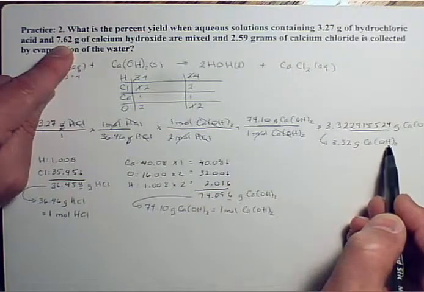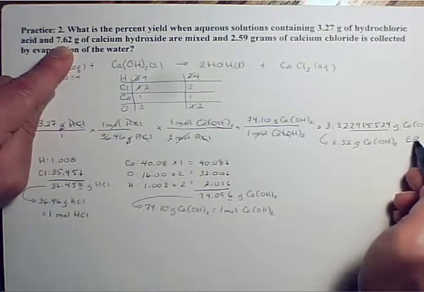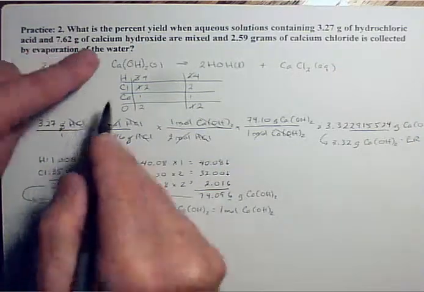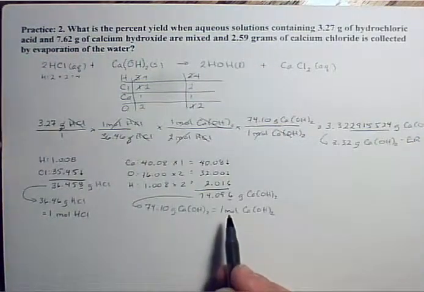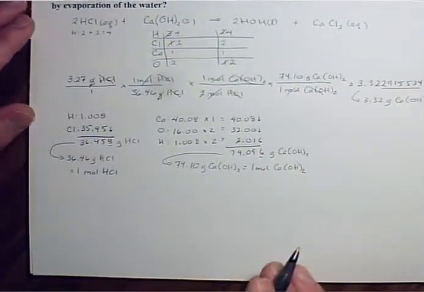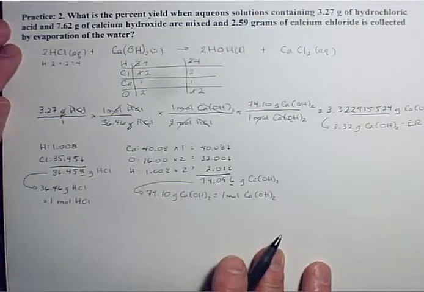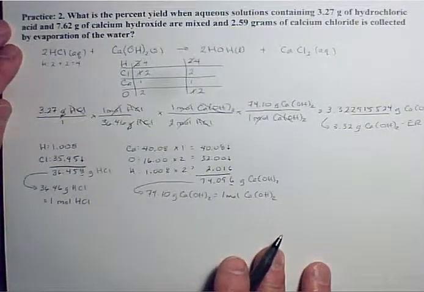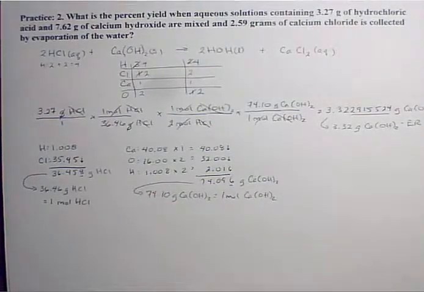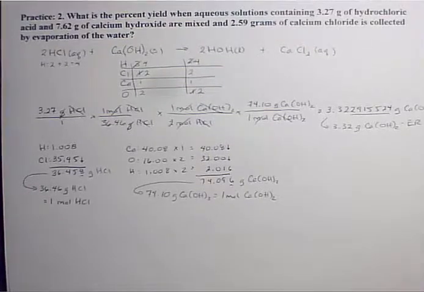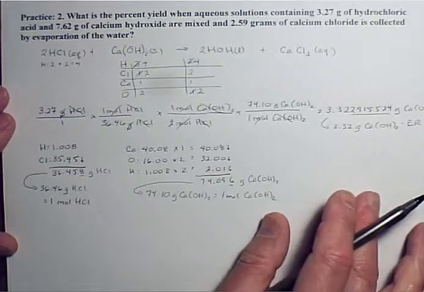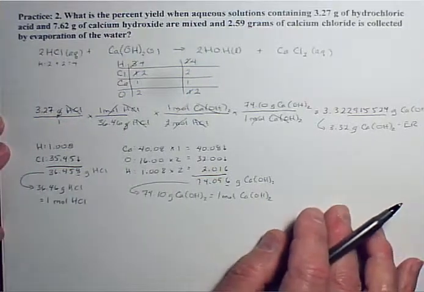We've got more than we need of the calcium hydroxide. So this is our excess reactant here, which means hydrochloric acid over here is the limiting reactant. Since hydrochloric acid is the limiting reactant, then to calculate the theoretical yield, we have to start with the given amount of hydrochloric acid. You always start with the given amount of limiting reactant, the amount in the problem, not the amount that you calculated down here.